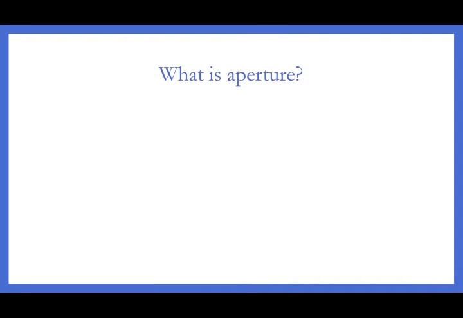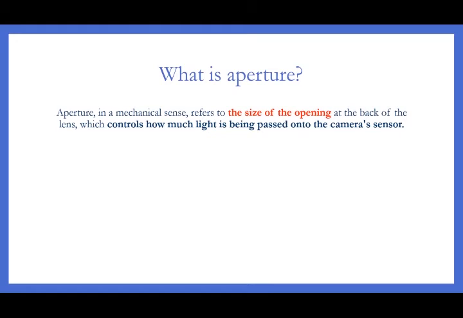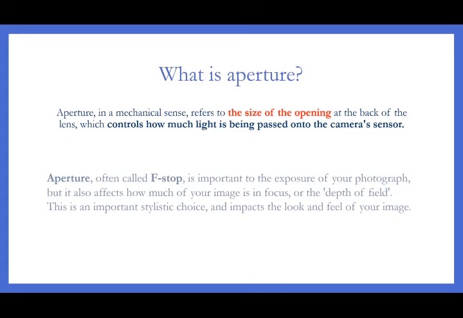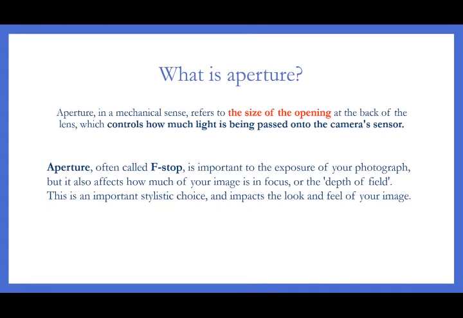So, what is aperture again? The aperture, in a mechanical sense, refers to the size of the opening at the back of the lens, which controls how much light is being passed onto the camera sensor. The aperture, often called f-stop, is important to the exposure of your photograph, but it also affects how much of your image is in focus, or the depth of field. This is an important stylistic choice and impacts the look and the feel of your image.